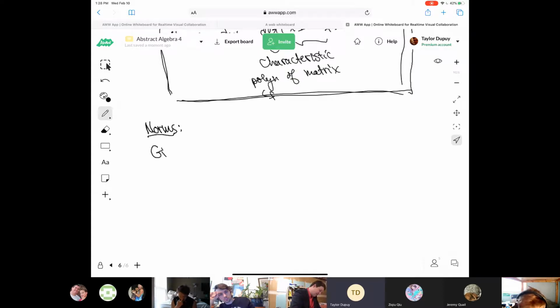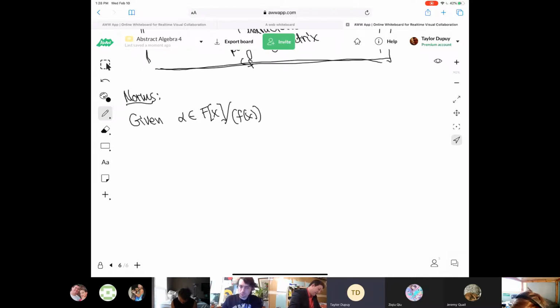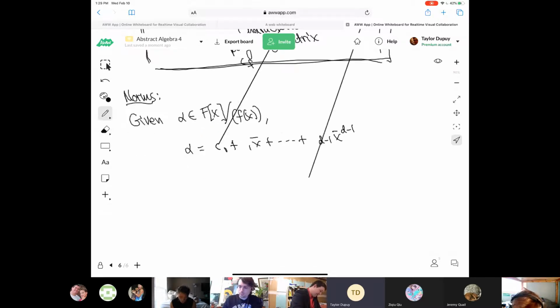Okay, so given alpha in F[x] modulo f(x), what we can do is, alpha looks like a0 plus a1 x-bar plus and so on, plus a_{d-1} x-bar to the d-1. Or maybe we should use c's, because I'm using a's later for something else. Okay, c's.